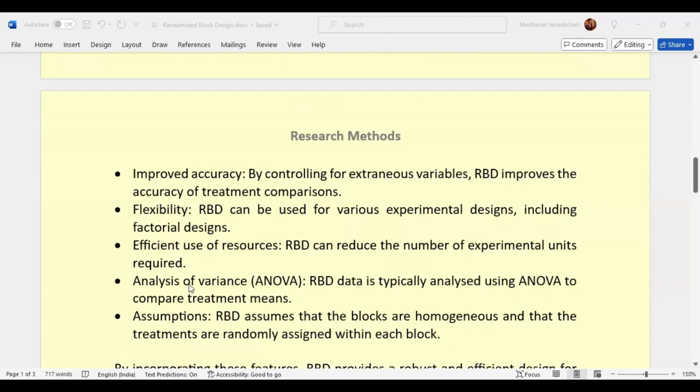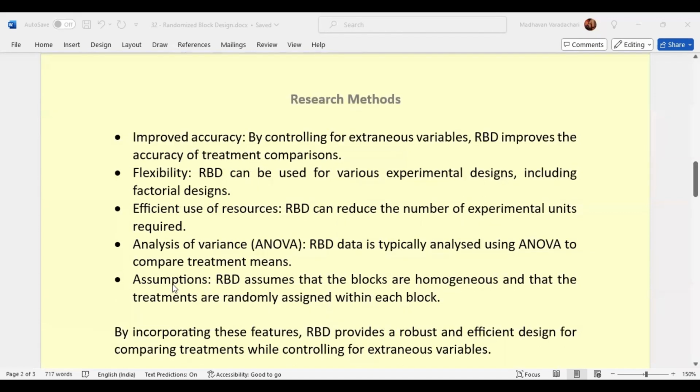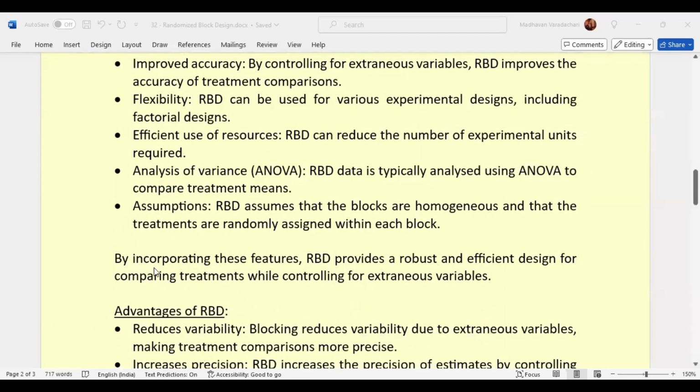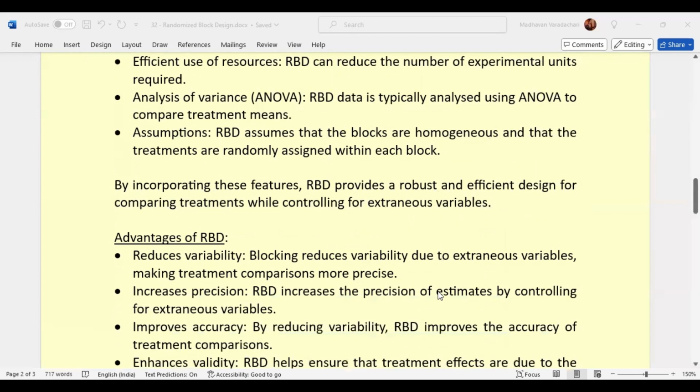Analysis of variance is typically used for analyzing RBD data to compare treatment means. In this, assumptions are RBD assumes that the blocks are homogeneous and that the treatments are assigned randomly within each block. By incorporating these features, RBD provides a robust and efficient design for comparing treatments while controlling for extraneous variables.